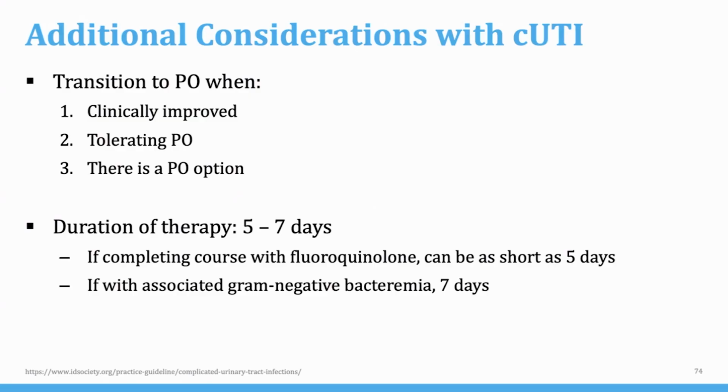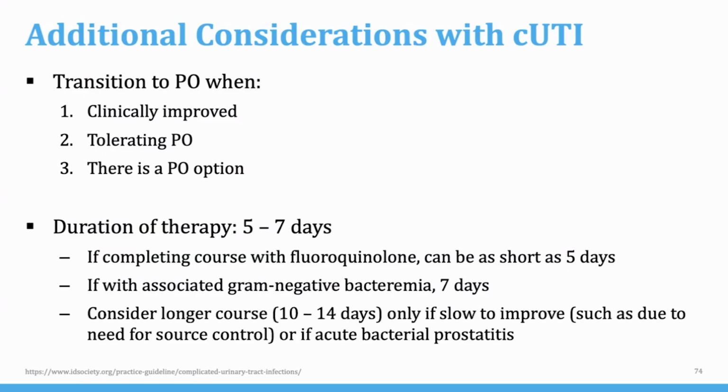If they have an associated bacteremia, in that sort of scenario, you would favor 7 days. You can think about a longer course in the range of 10 to 14 days if they've been slow to improve, maybe they had a need for source control, possibly a kidney stone or a perinephric abscess that required drainage, or if there's acute bacterial prostatitis. So there's really limited data for that recommendation.